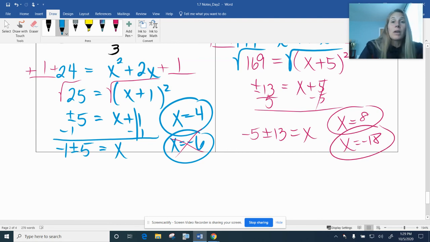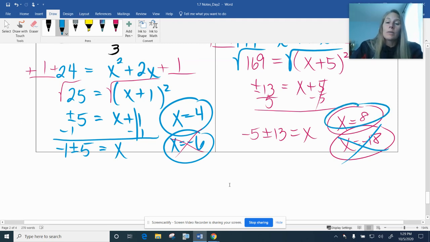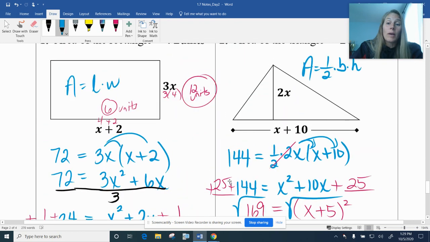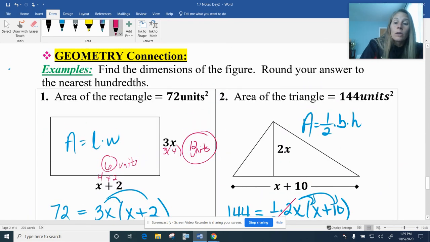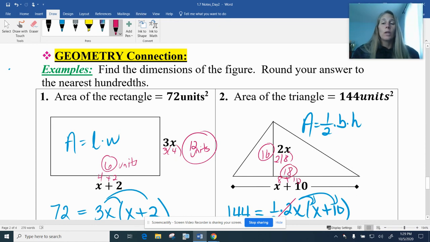Now, once again, it's measurement, dimension. We cannot have a negative. That doesn't make any sense logically, so it's got to be this 8 here. We're not done because it was asking for the dimension, so then we have to plug this 8 back in. So 2 times 8 would make this dimension 16, and 8 plus 10 would make the other one 18 units. And that's how you can use completing the square to help you solve problems like that.